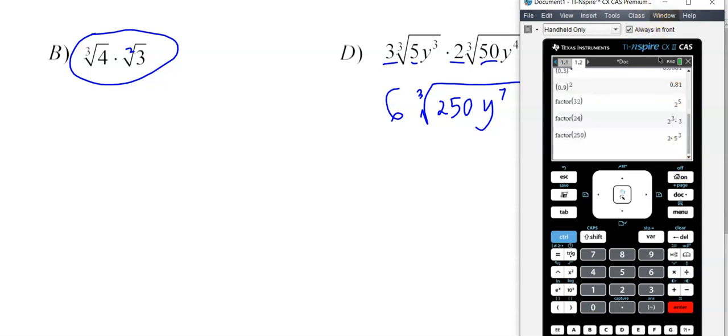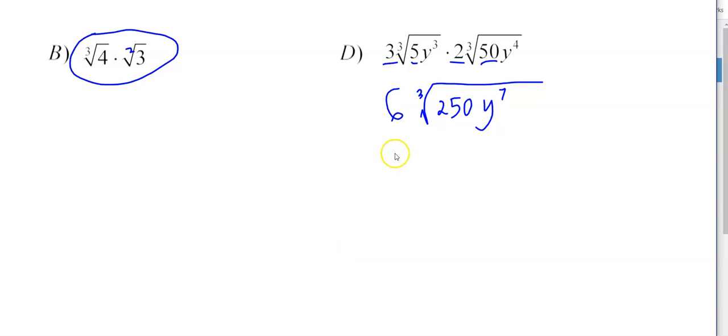2 times 5 to the third. So this is 6, I'm just going to write it like this, times the cube root of 2 times the cube root of 5 to the third. Again, I really like to use the rational exponents when it's a variable like this. So 7 over 3. It's one way of doing it. So let's see what that equals.